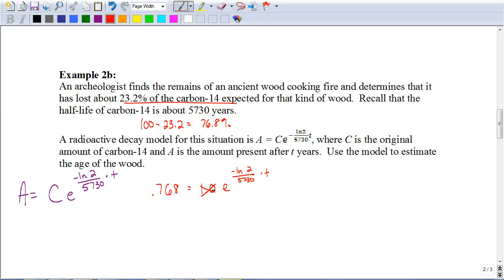Now here's where we have two choices. If you want to take the natural log of both sides, you could do that, or you could rewrite this to be in logarithm form, which is what I'll do this time around. So to rewrite this in logarithm form would be the log base e, or the natural log, of 0.768 equals your exponent, which is the opposite of the natural log of 2, divided by 5,730 times t. And if I want to get the t by itself, I would take the reciprocal of both sides, or the reciprocal of the negative natural log of 2 over 5,730.